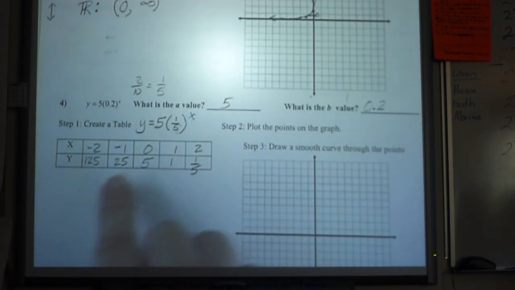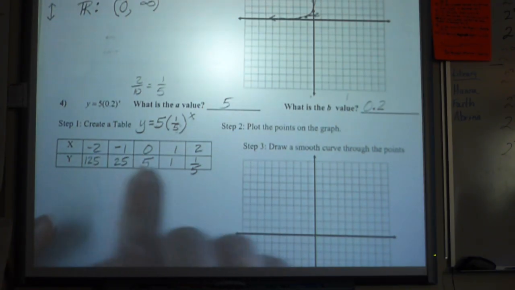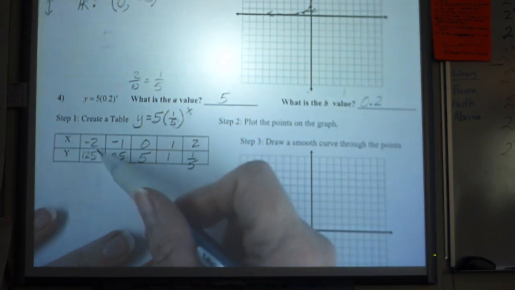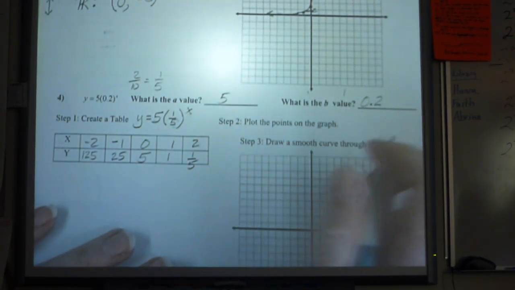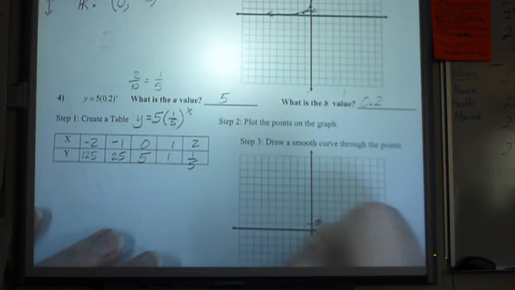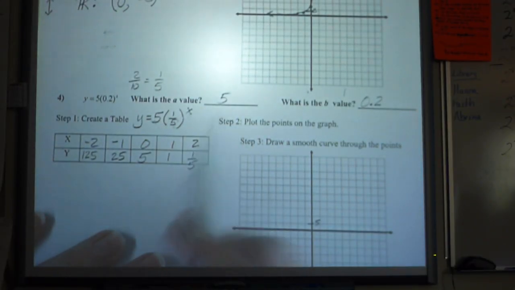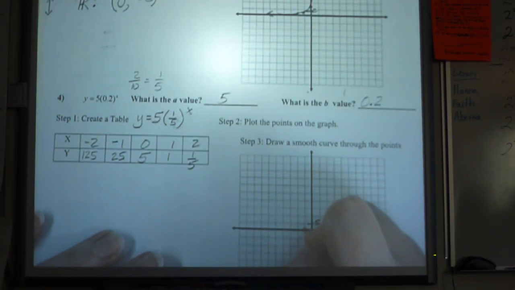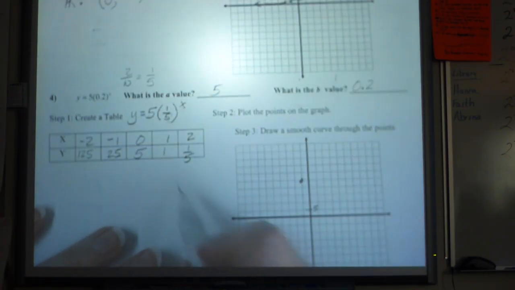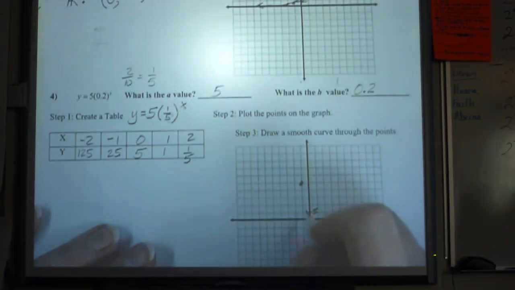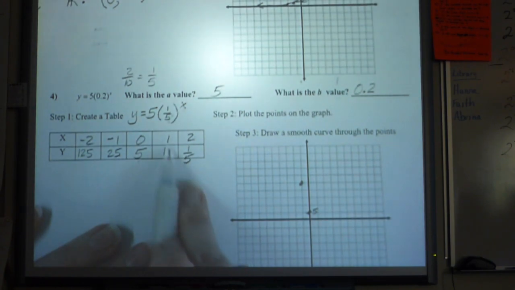So I'm going to count by 5 so I can at least get a couple points here. Let's do -2, 125. That's going to be off our chart. I'm going to count by 5s on the y-axis. On the x-axis, I can just count by 1s. Then I have -1, 25. So left 1 of 25: 5, 10, 15, 20, 25. Then 0, 5, and remember we're counting by 5s on the y-axis. Then 1, 1.